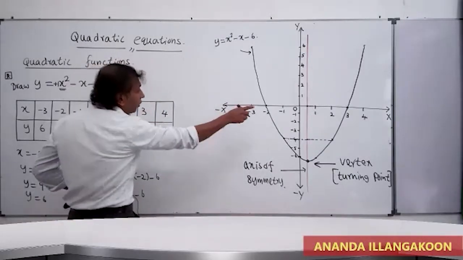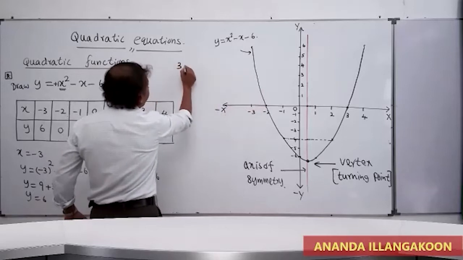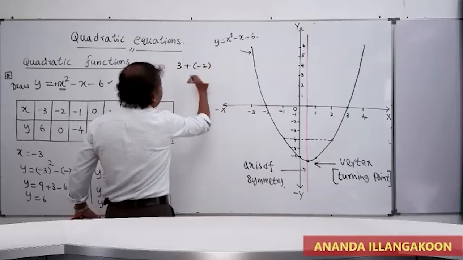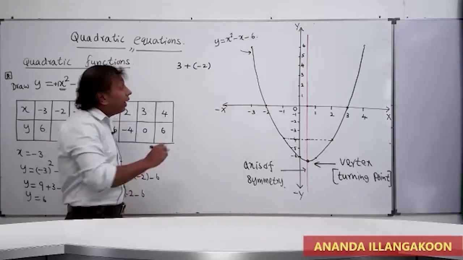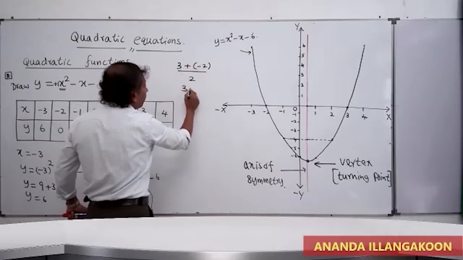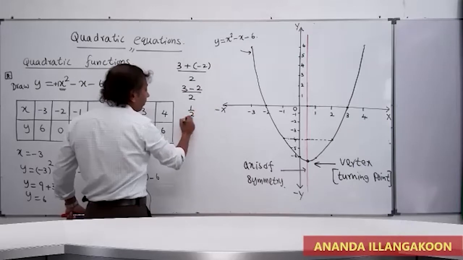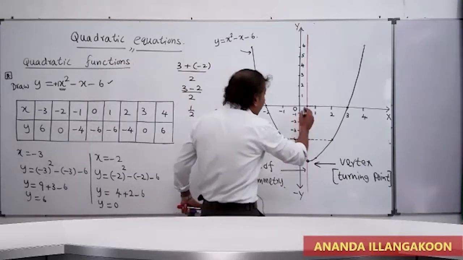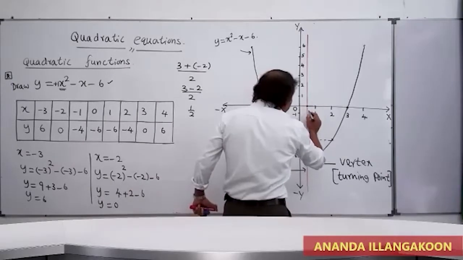Once you add the 2 roots, one root is 3, the other root is -2, and divide this by 2. What do you get here? 3 plus -2 divided by 2. Here we get half, which means 0.5. So therefore this point is half. Its coordinate is half here.